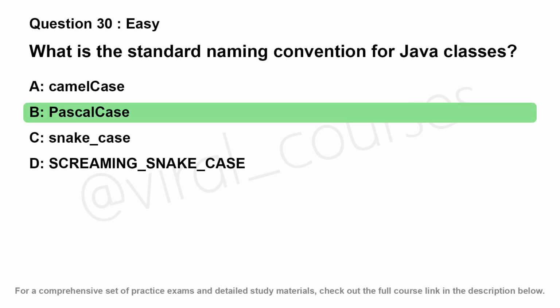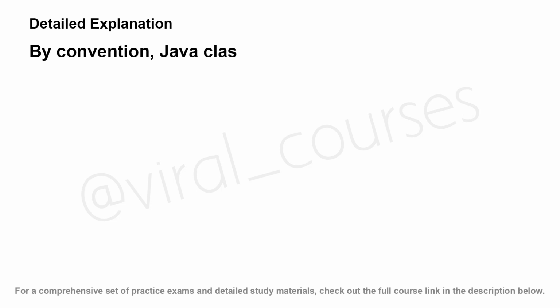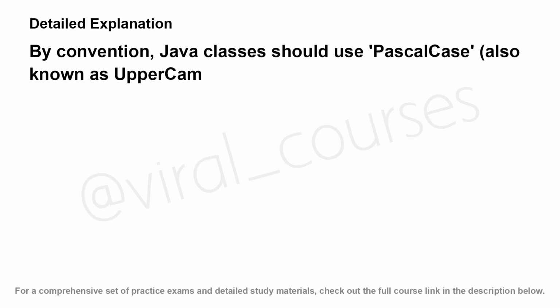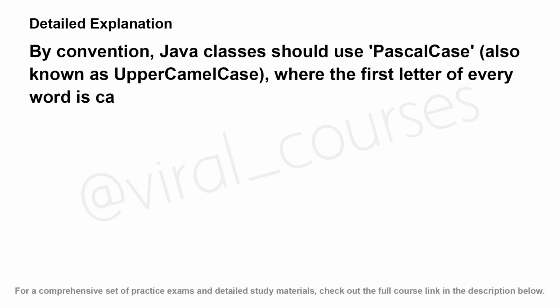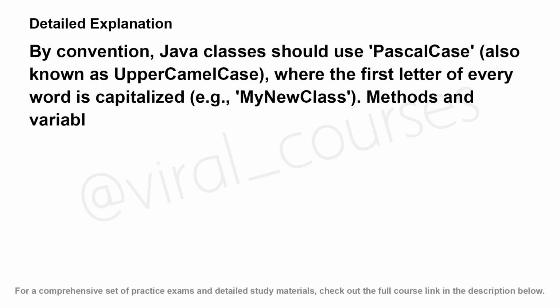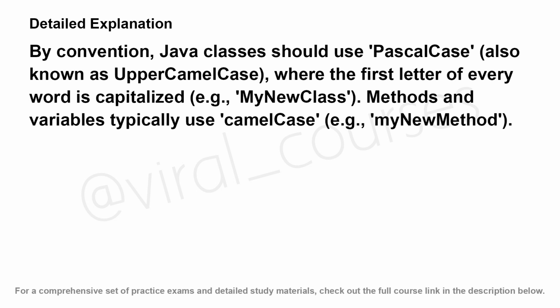The correct answer is B. By convention, Java classes should use Pascal case, also known as upper camel case, where the first letter of every word is capitalized. E.g., MyNewClass. Methods and variables typically use camel case. E.g., myNewMethod.